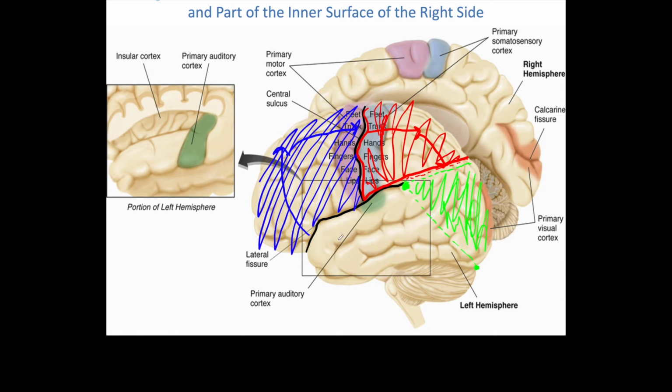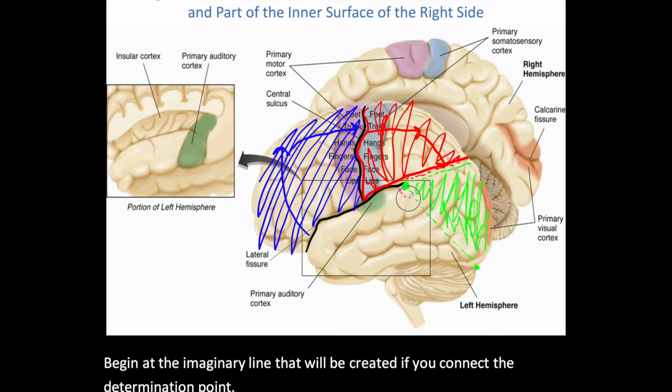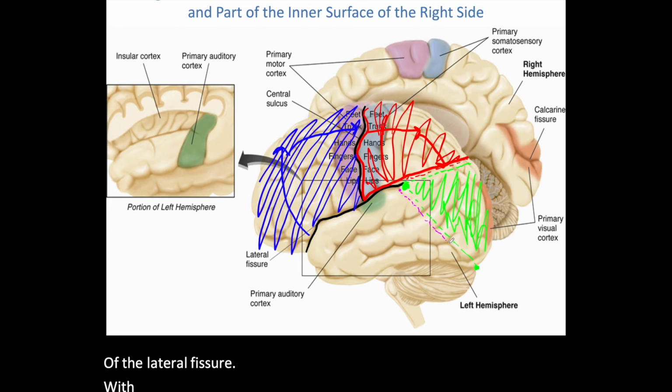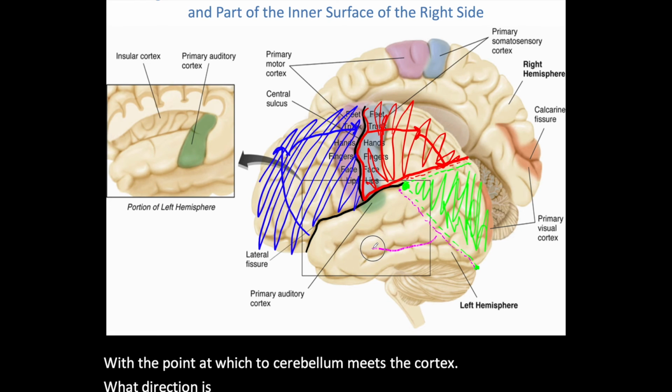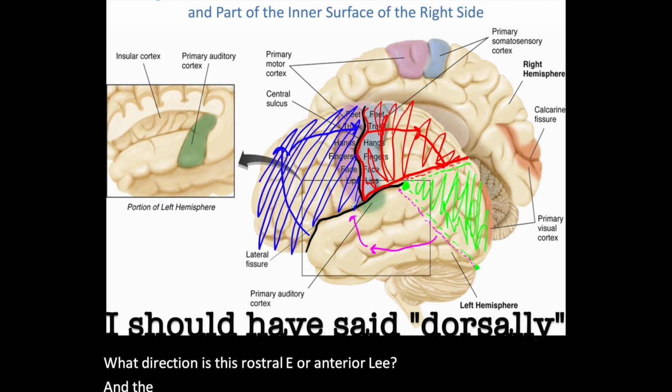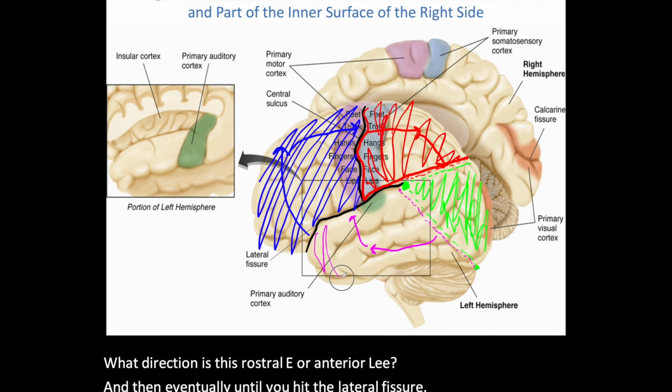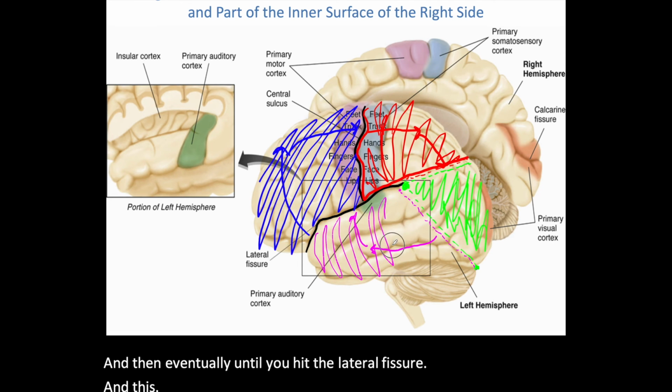And finally, the rest is the temporal lobe. But let's not be lazy. Begin at the imaginary line that will be created if you connect the termination point of the lateral fissure with the point at which the cerebellum meets the cortex. Move. What direction is this? Rostrally or anteriorly? Sorry. Until you hit the lateral fissure. And this is our temporal lobe.